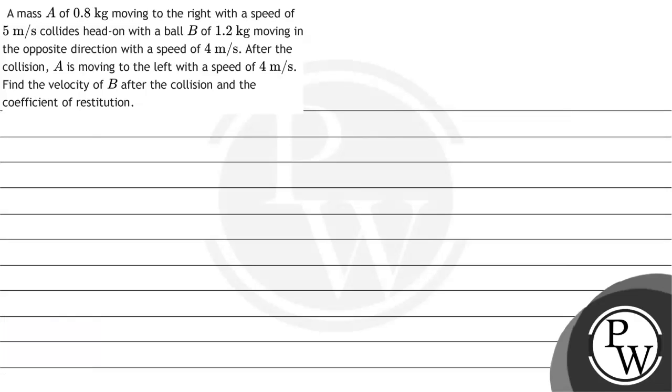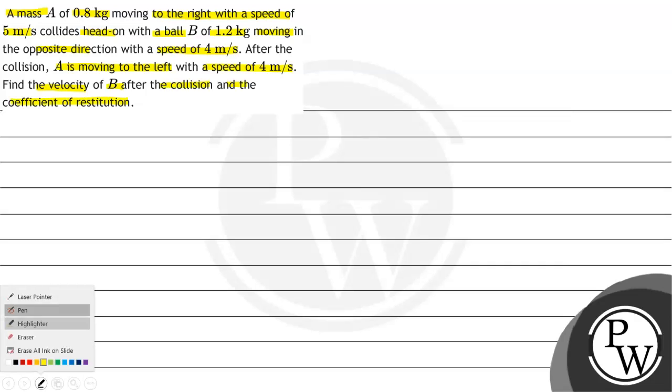So the question says a mass A of 0.8 kg moving to the right with a speed of 5 meter per second collides head on with a ball B of 1.2 kg moving in the opposite direction with a speed of 4 meter per second. After the collision, A is moving to the left with a speed of 4 meter per second. Find the velocity of B after the collision and the coefficient of restitution.